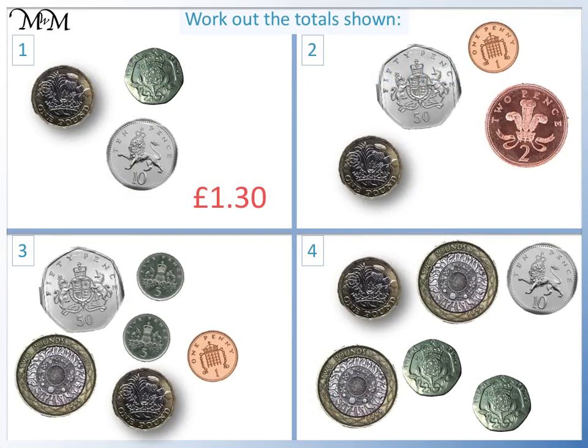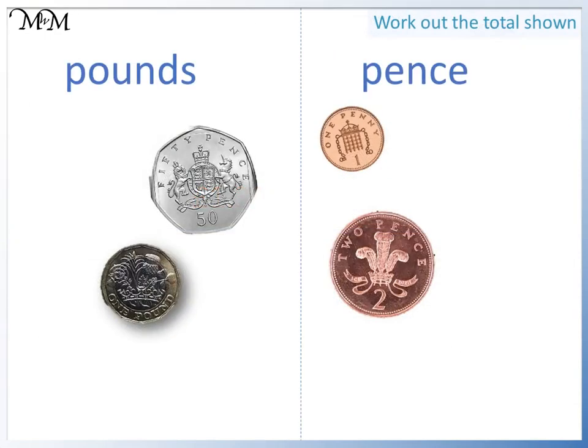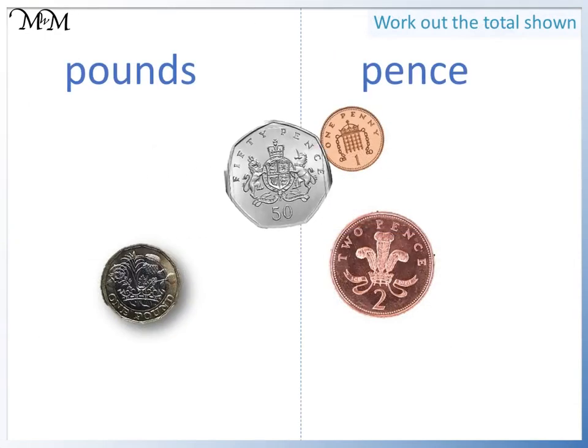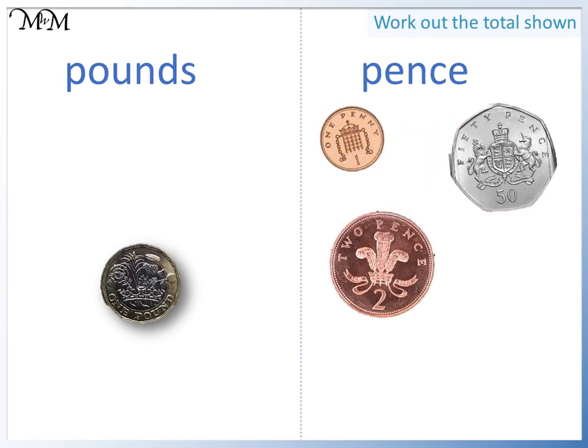Question 2. First, we'll move the 50p over to the pence. Looking at the pounds, we have £1. Looking at the pence, we have 50 plus 2, which equals 52, plus 1 equals 53p. So we have £1.53.